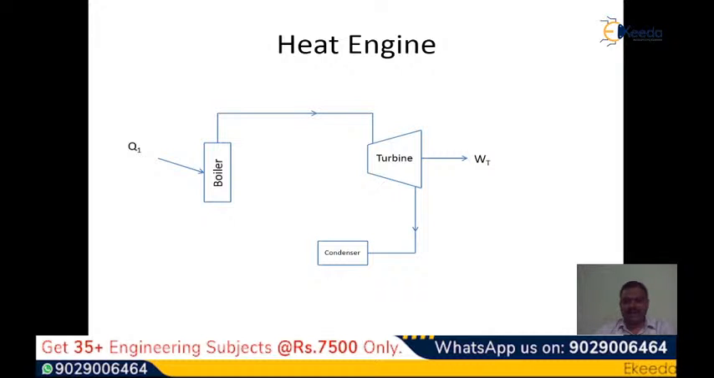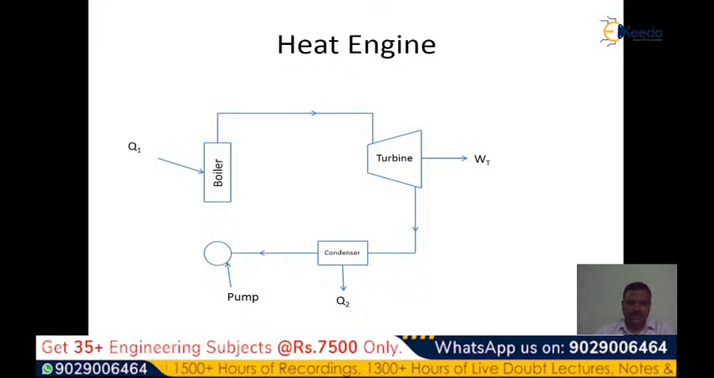Here the condenser rejects Q2 amount of heat to the atmosphere to get condensed from vapor to liquid phase, and the state of the working substance, water, at the exit of the condenser is liquid. That liquid water will be pumped back to the boiler using the pump that consumes WP amount of work, and that will pump the working substance back to the boiler.